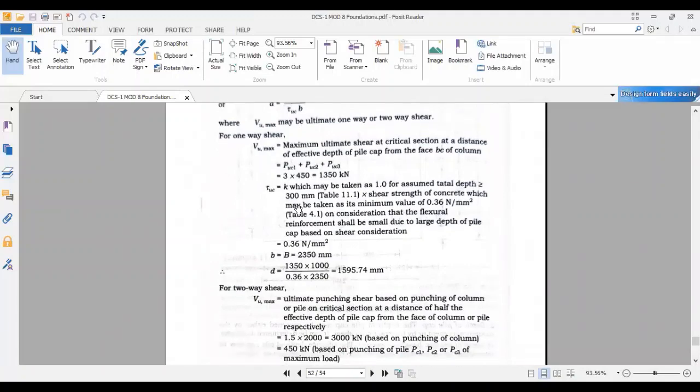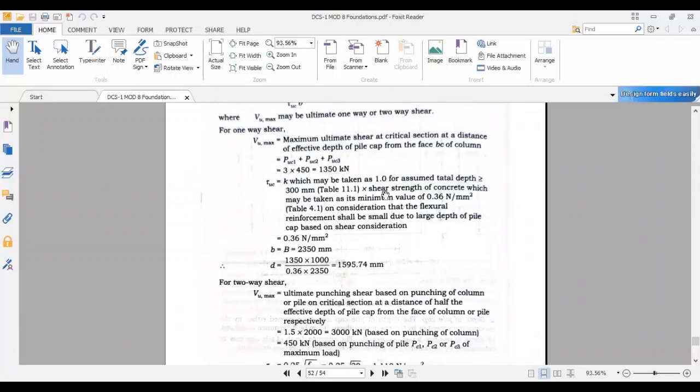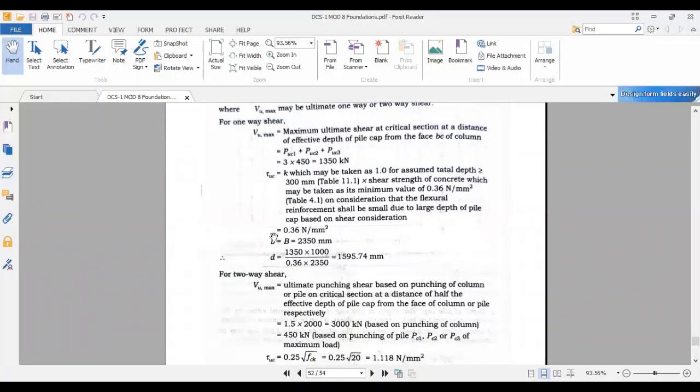Tau UC is K, which may be taken as 1 for assumed total depth greater than or equal to 300 mm, multiplied by shear strength of concrete, which may be taken as its minimum value of 0.36 Newton per mm square, on consideration that flexural reinforcement shall be small due to large depth of pile cap based on shear consideration, and the value is taken as 0.36 Newton per mm square.